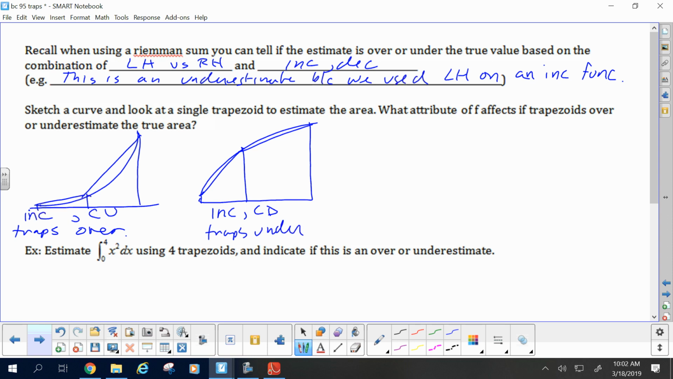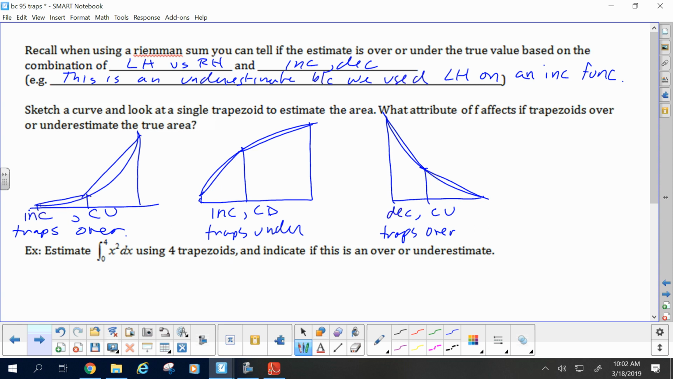Now let's talk about the other two possibilities. Decreasing, concave up. Do two trapezoids, one, two. Do trapezoids over or underestimate? Trapezoids are over.